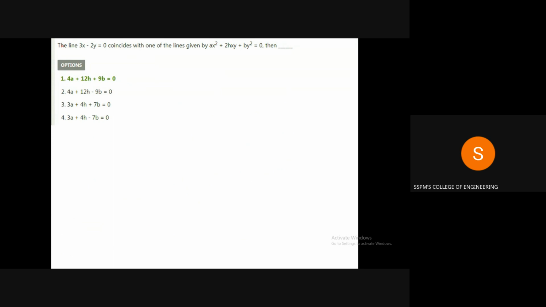Okay, so what is given in the question? The line 3x minus 2y is equal to 0. So what is the equation of the line given here? It is 3x minus 2y is equal to 0. If you write this in standard form, we get, see, 3x is equal to 2y. So you have to write this in the form of y. So 3x divided by 2, if you divide the whole equation by 2, you will get 3x divided by 2 is equal to y. Now compare this equation with y is equal to mx.